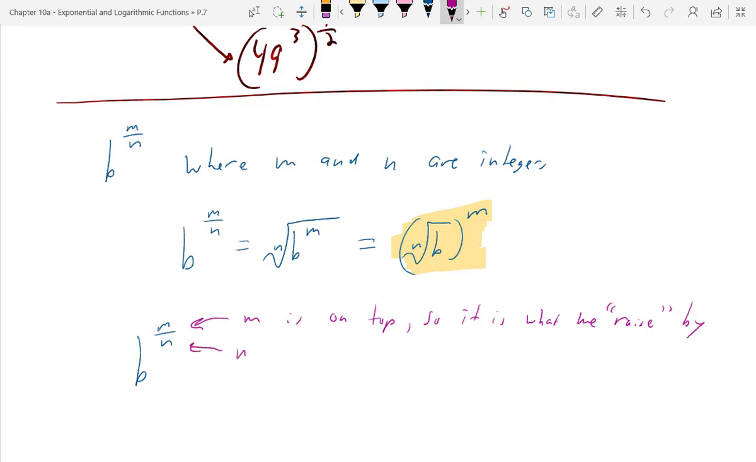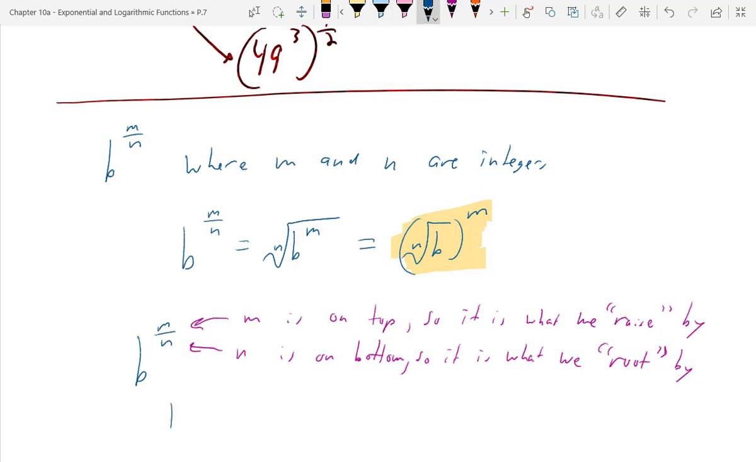N is not on top. So it is what we... So what would the opposite of raise be? Decrease. It's true. So let's go root. We're going to say what we root by. I'm going to put a little star here. Usually, we root before we raise.